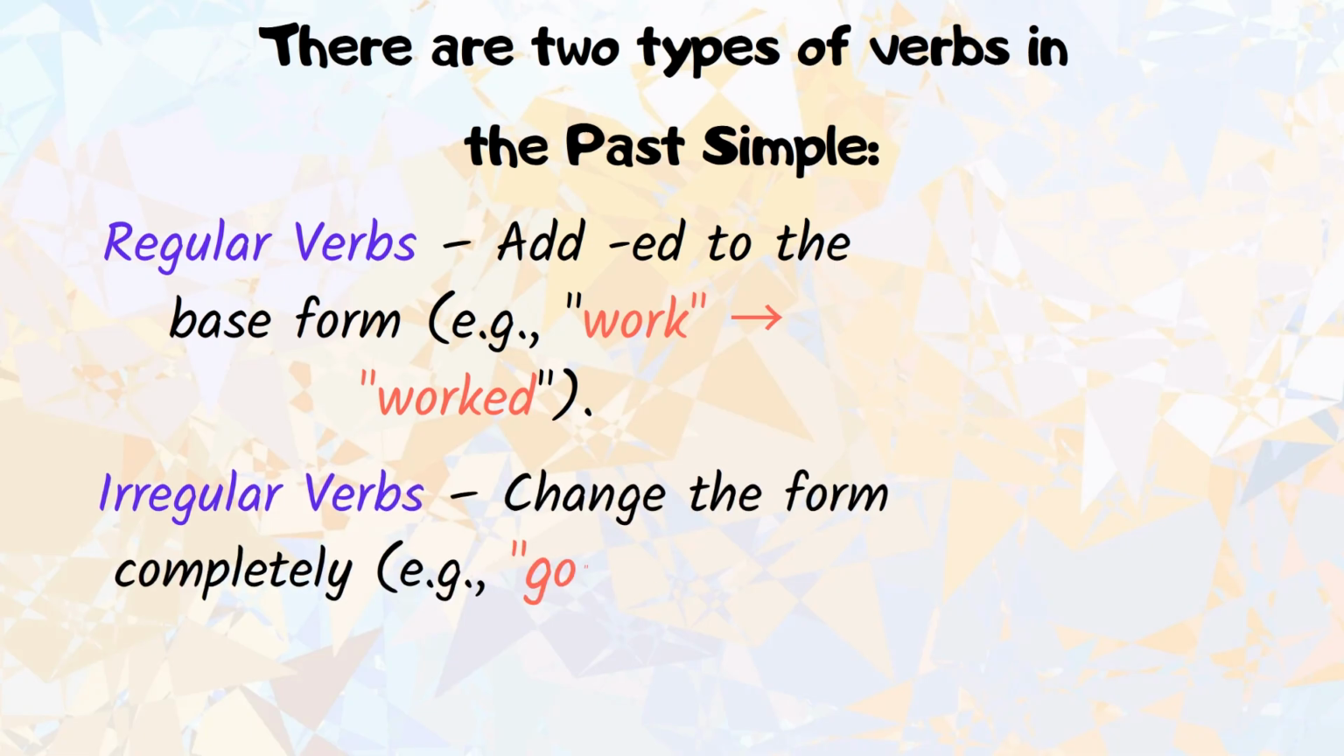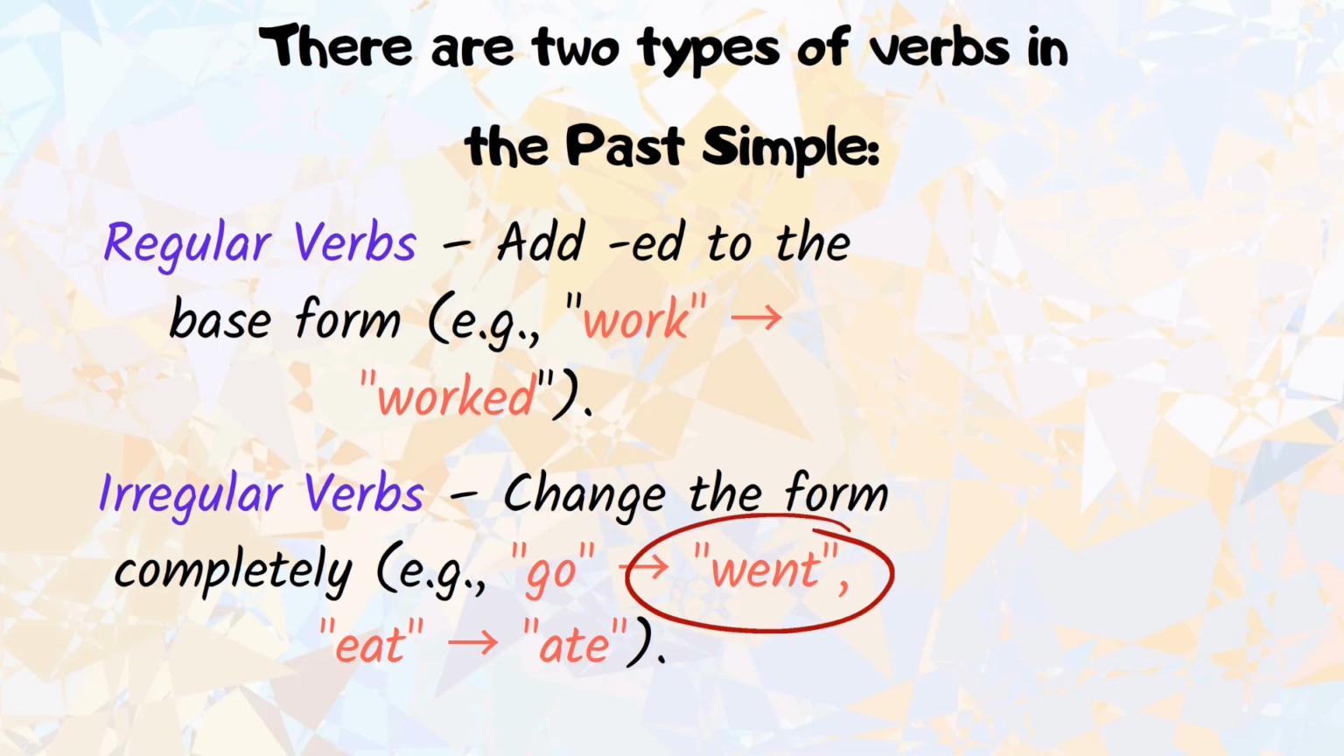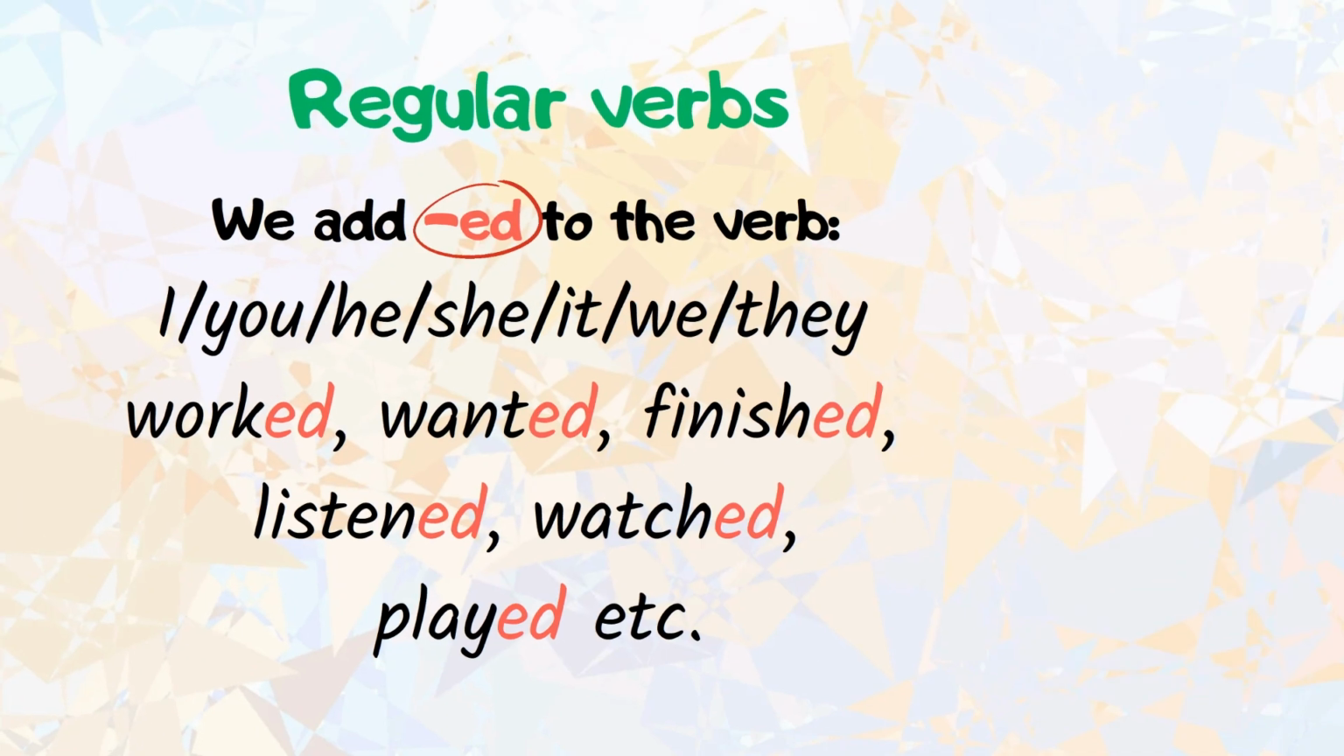We simply add the ending ed to the base form, like in the word work. In the past, it sounds like this, worked, worked. And the second category is irregular verbs, which change completely, like go, which is went in the past, and eat, ate in the past. So, as you already know, we add ed to the regular verbs. No matter the person and number, I, you, he, she, it, we, they, all receive the same form.